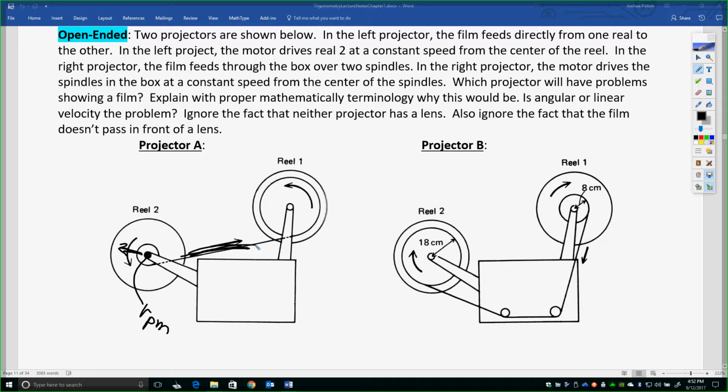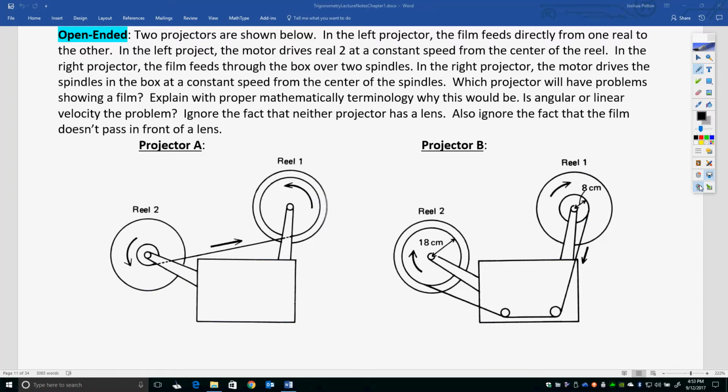However, the second one is mechanically correct, which is the reason for the box in the first place, is it feeds from the inside. And as a result, those little gears in the inside maintain a constant radius. As a result, because they have the same RPM constantly and the same radius constantly, they have the same linear and angular velocity. Therefore, the film that's feeding through it will always feed the same speed, and your film will maintain a nice 30 frames per second, or whatever it happens to be.